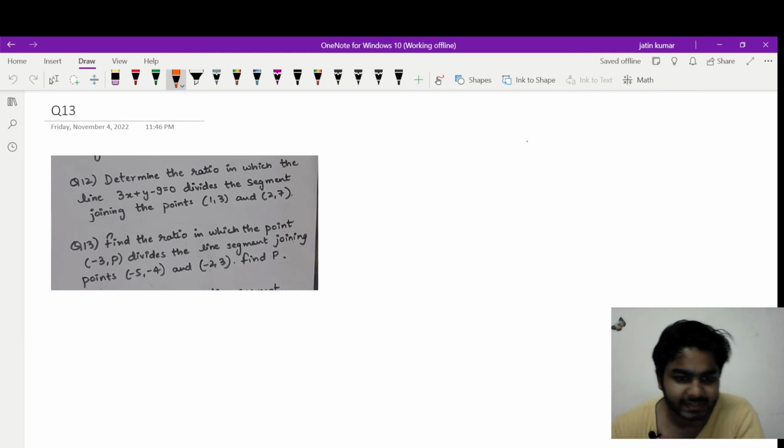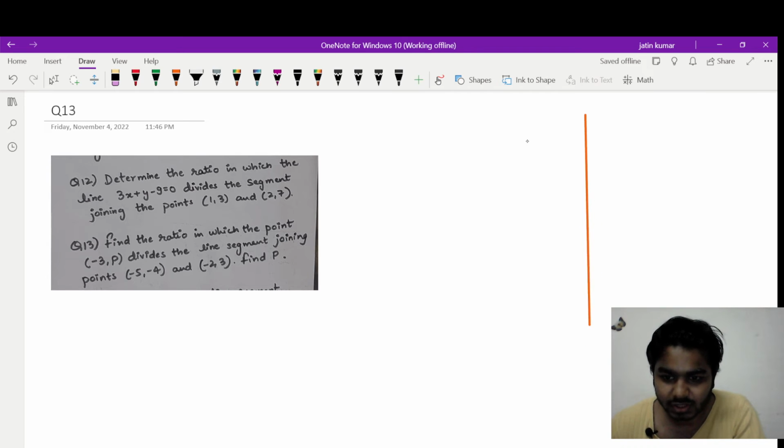Question number 13 says, find the ratio in which the point (minus 3, p) divides the line segment joining minus 5 comma minus 4 and minus 2 comma 3. So we need to draw a Cartesian plane again. Every time please draw a Cartesian plane for a better picture.